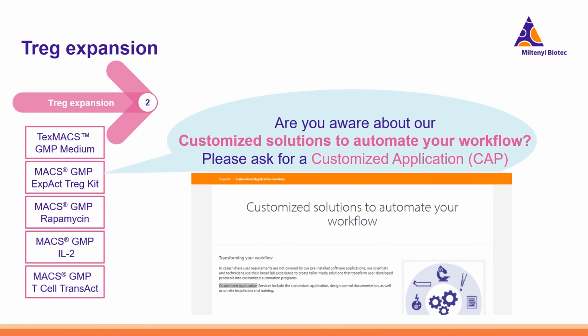Expansion of Treg is mainly done in a manual and open system. However, Miltenyi Biotec is offering you a special service which is related to a customized automated system. As I have mentioned before, CliniMACS Prodigy offers a flexible platform for cell processing applications. So our CAP team can design a process for your Treg expansion, or even a process which covers the whole workflow, and make the workflow easier for you and complete the whole workflow in a closed system. So to get more information, please contact us.